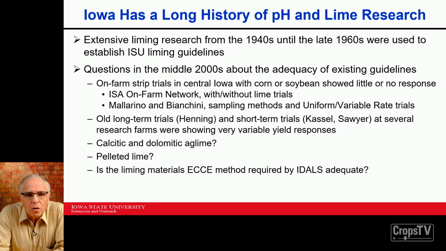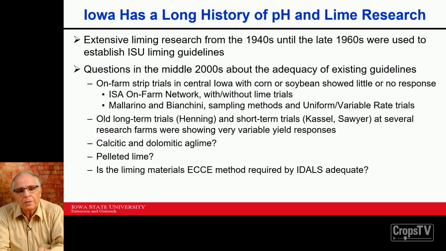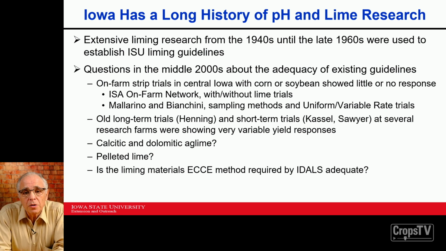So, for example, on-farm strip trials in central Iowa with corn and soybean show little or no response to lime, even though pH was 5.5, 5.6 or so. These were trials done mainly by the Iowa Soybean Association Farm Network, just simple trials. And then with my student, Agustin Bianchini, we did some experiments looking at sampling methods and comparison of uniform versus variable rate application.